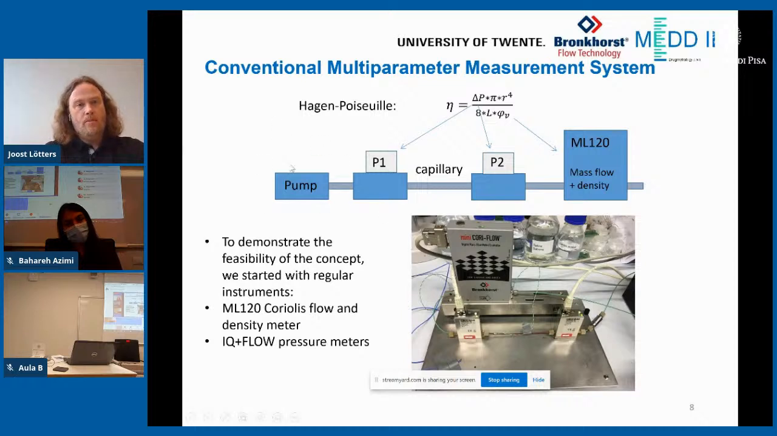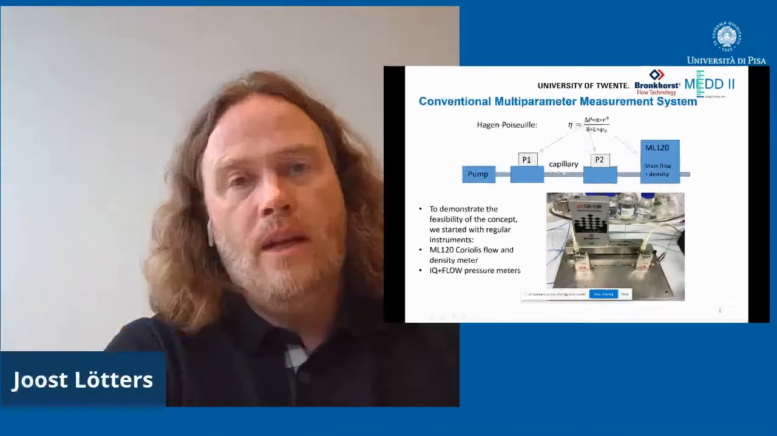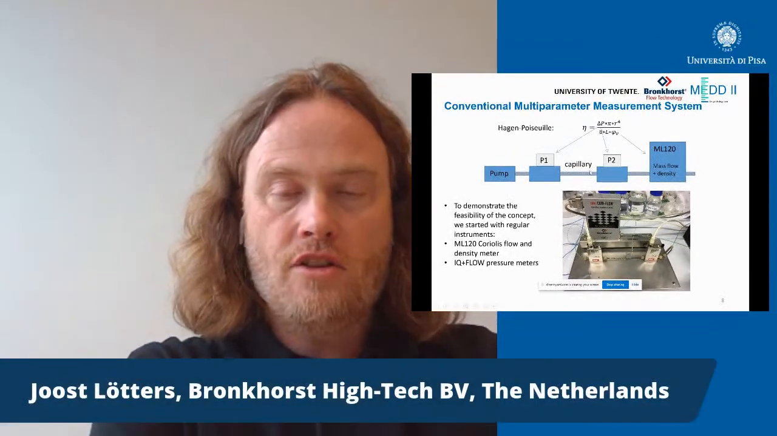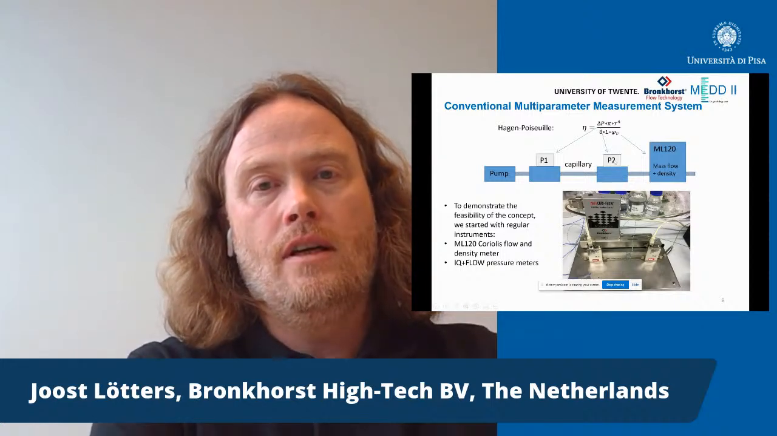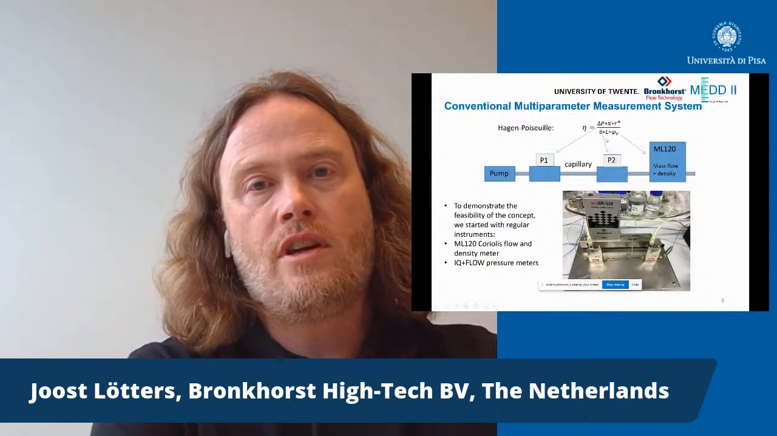So here we have the pump in the picture, and the pump goes to the first pressure sensor. Then we have a capillary to have a pressure drop. Then we have the second pressure sensor. So here we can measure the differential pressure from the Hagen-Poiseuille equation.